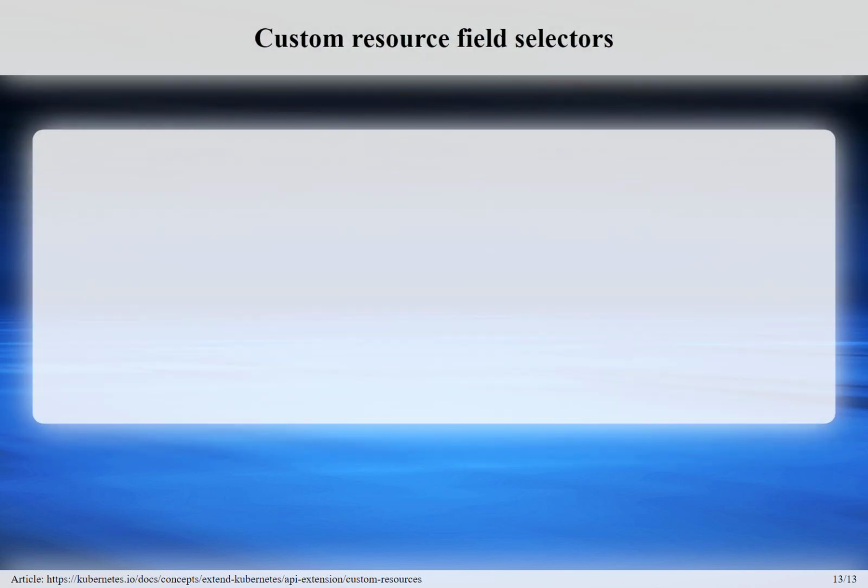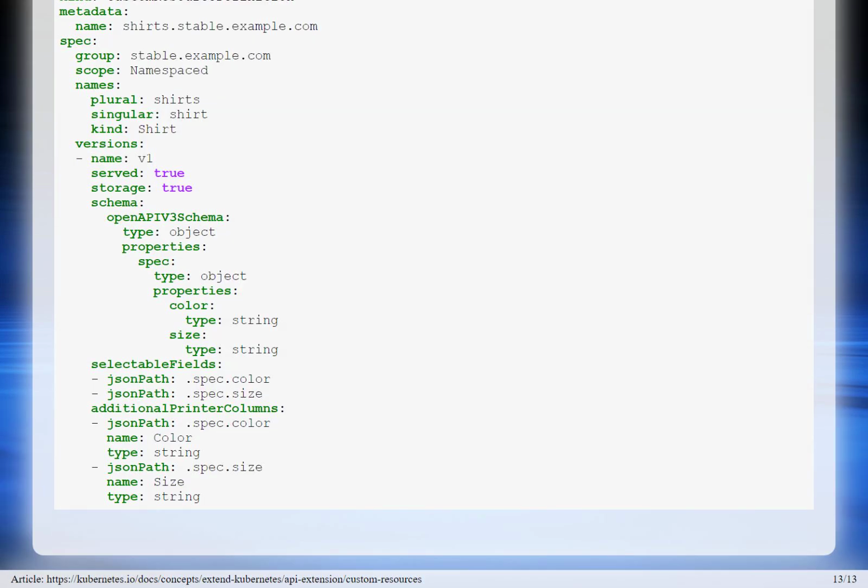Custom resource field selectors. This YAML code defines a custom resource definition, CRD, named shirts.stable.example.com, for a Kubernetes cluster. It specifies the group as stable.example.com, scope as namespaced, and includes fields for color and size under the spec property. It also sets up additional printer columns for color and size based on the specified JSON paths.